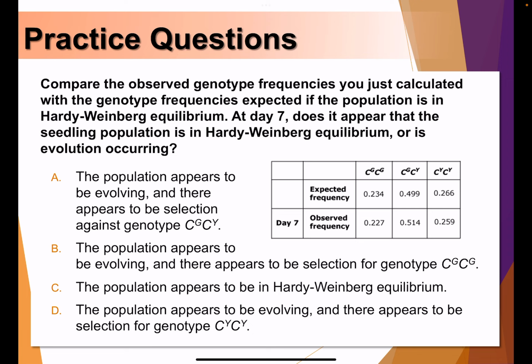Compare the observed genotype frequency you just calculated with the genotype frequency expected if the population is in Hardy-Weinberg equilibrium. At day 7, does it appear that the seedling population is in Hardy-Weinberg equilibrium, or is evolution occurring? Again, feel free to pause the video, do your own calculation, and then unpause it to reveal the answer. That's what tells you whether you understand it or not.